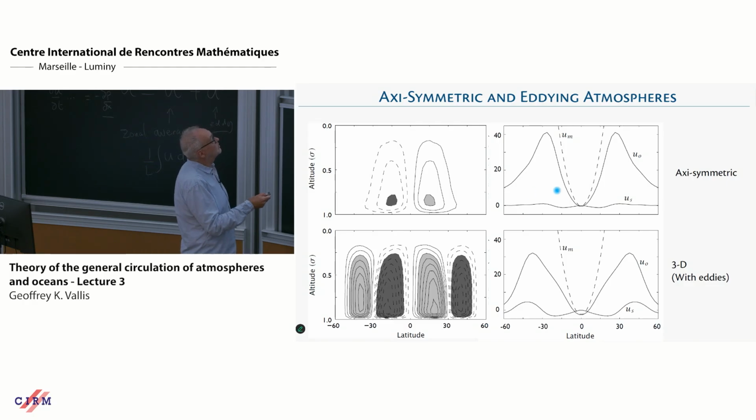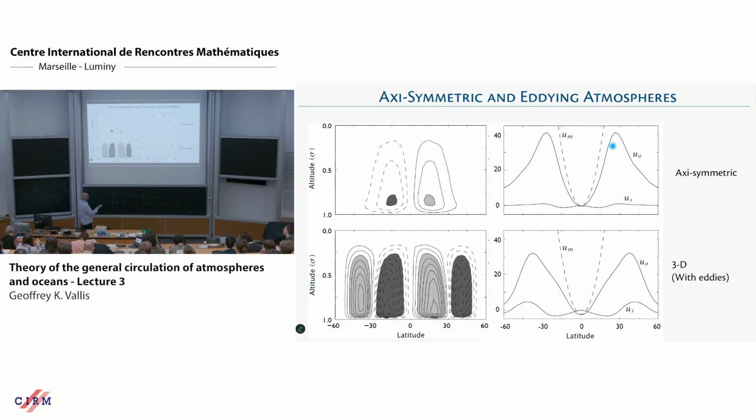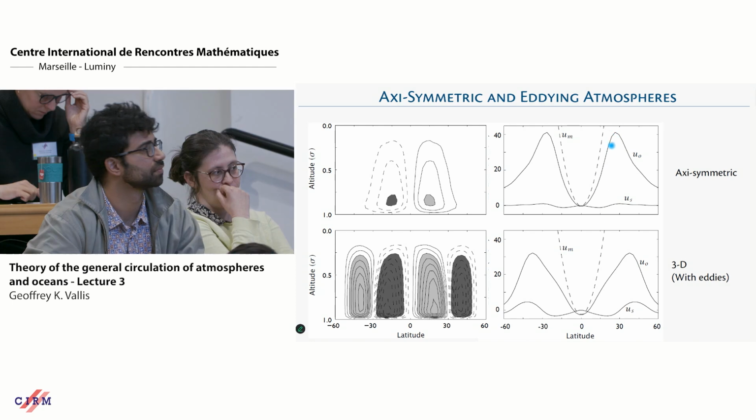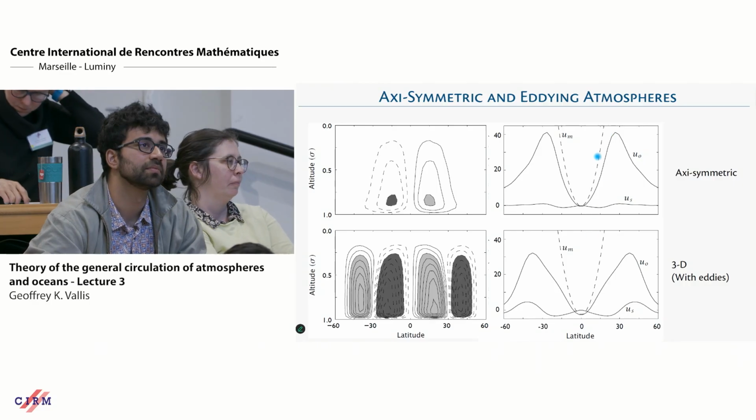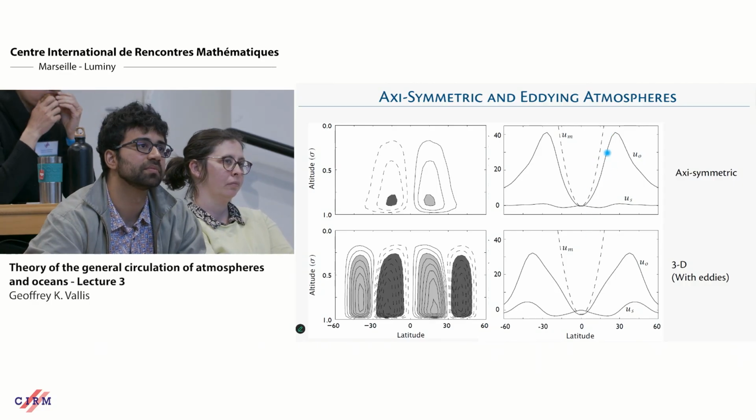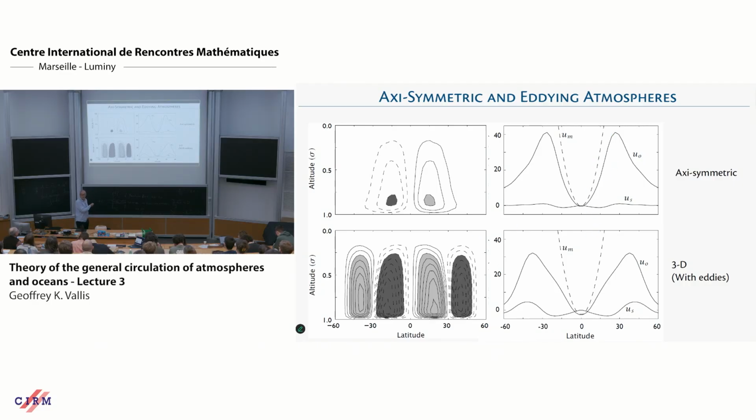The jet. This is just yesterday's plot, if you will, and the jet peaks at about 30 degrees, and it's got a lot of shear associated with it. The surface wind is almost zero, and it's just due to this angular momentum conservation.